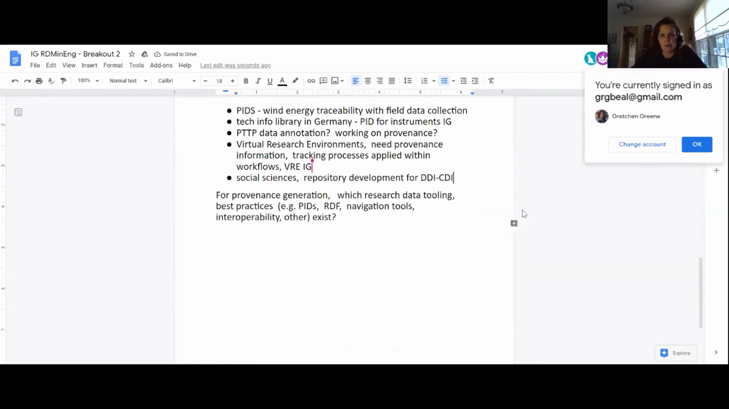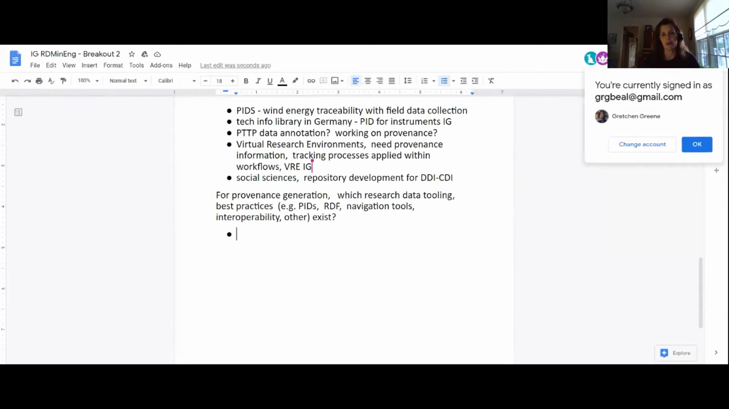Okay, so again, this was a little bit more specific about provenance generation. Besides having a few standards, what are some of the best practices in provenance generation? I saw in my example, just a reminder, assigning unique identifiers or persistent identifiers to each of the objects in the provenance, and capturing the relationships between the objects.